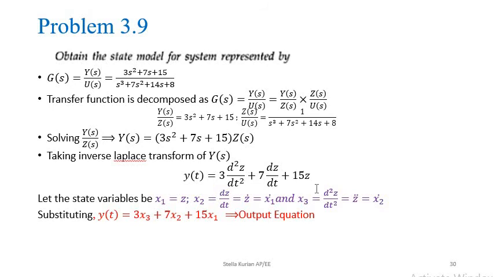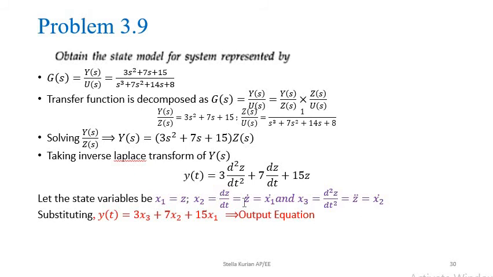So the system variable which has to be chosen as the state variable will be z and its higher derivatives. So now let us choose the state variables. Let the first state variable x1 be z. So x2 will be dz by dt or z dot, which can also be written as x1 dot. Similarly, the third state variable x3 is equal to d square z by dt square, which is equal to z double dot, which can also be written as x2 dot.